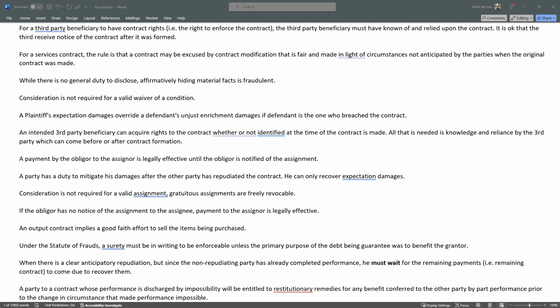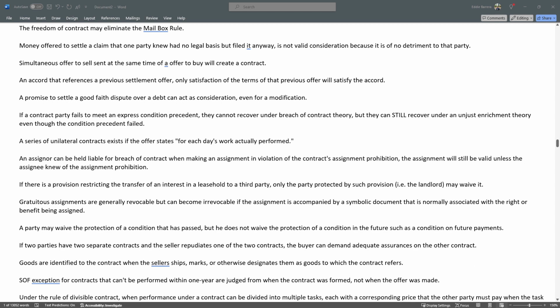When there is a clear anticipatory repudiation, but the non-repudiating party has already completed performance, he must wait for the remaining payments, i.e. remaining contract, to come due to recover them. A party to a contract whose performance is discharged by impossibility will be entitled to restitutionary remedies for any benefit conferred to the other party by part performance prior to the change in circumstance that made performance impossible. The freedom of contract may eliminate the mailbox rule.